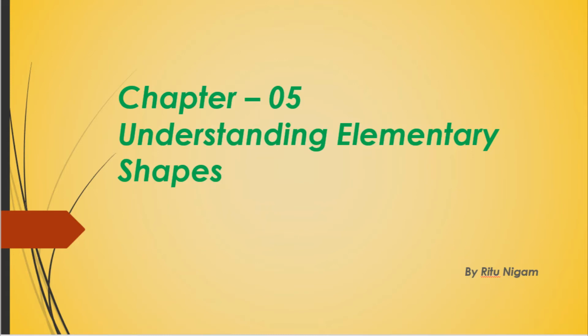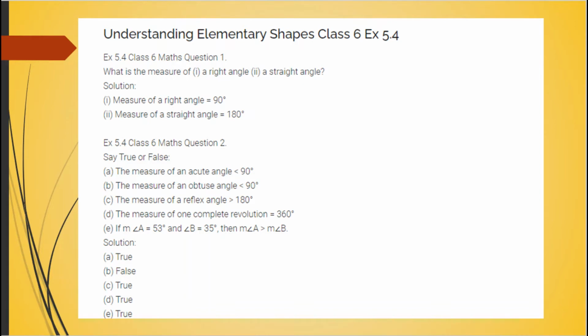Welcome to our session of Chapter 5, Understanding Elementary Shapes. Let's go ahead with this. In our exercise 5.4, what is the measure of a right angle and a straight angle? A right angle is always 90 degrees and a straight angle is 180 degrees.